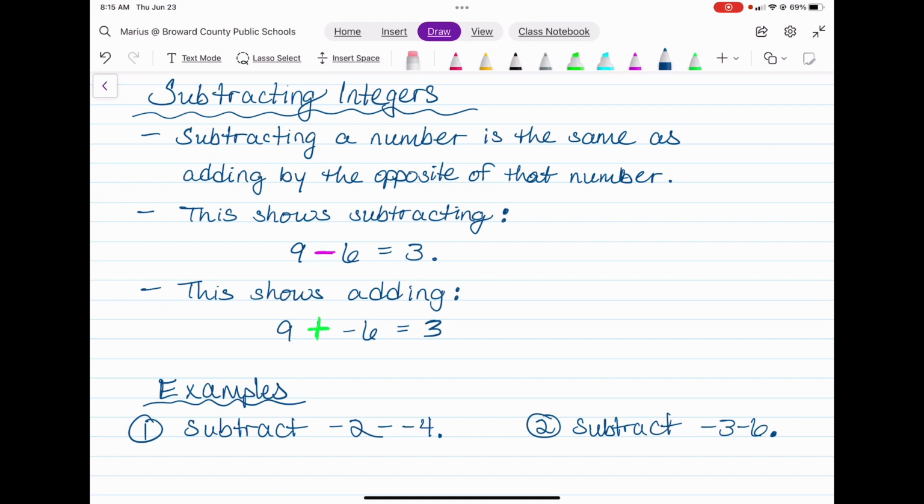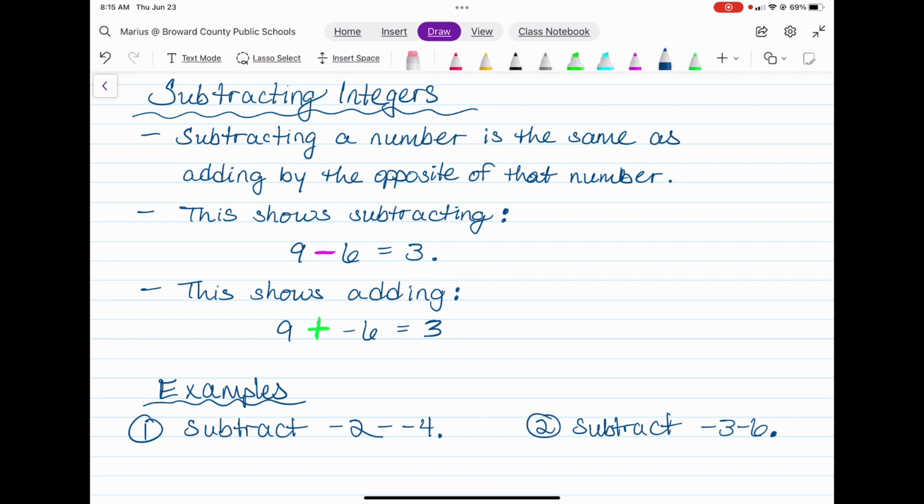So subtracting looks like that. 9 minus 6 is 3. But like the first bullet says, subtracting a number is the same as adding by the opposite. We subtracted 6. The opposite of 6 is negative 6. So I could rewrite this, as in that last bullet point, as 9 plus negative 6 equals 3. One way was showing subtracting, the other way is showing adding. Both of them gave us the same answer.